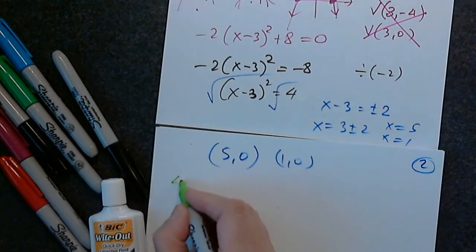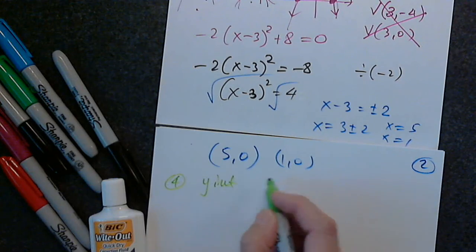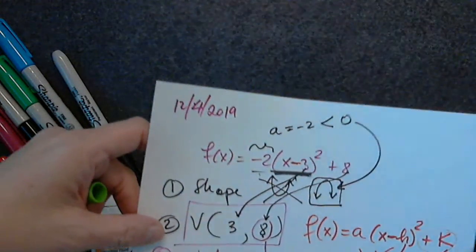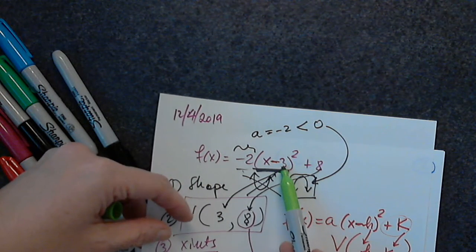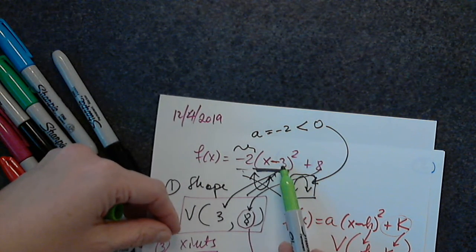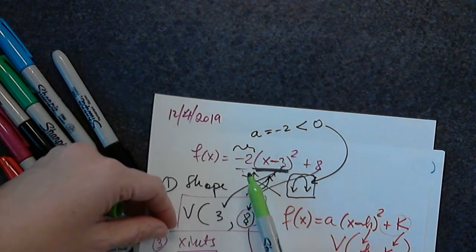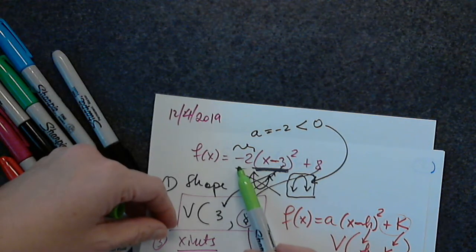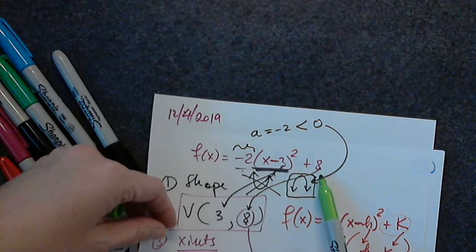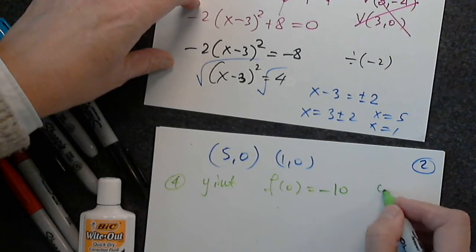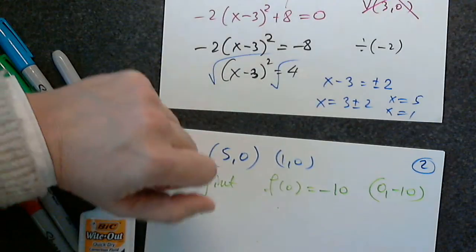In step number 4, I want to find the y-intercept, so I only have to plug in 0. But now this is slightly more difficult. How much is 0 minus 3? Negative 3. Negative 3 squared is 9. 9 times negative 2 is negative 18, plus 8, negative 10. So (0, negative 10) will be the y-intercept.